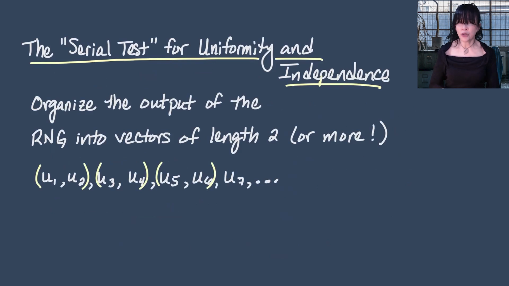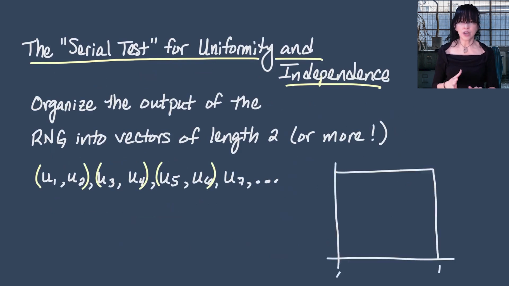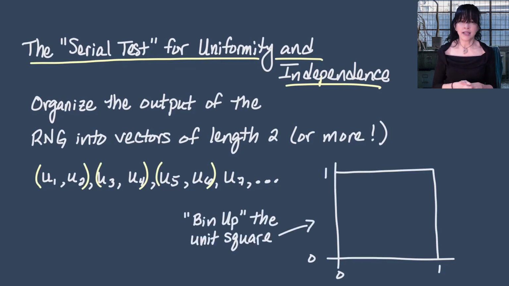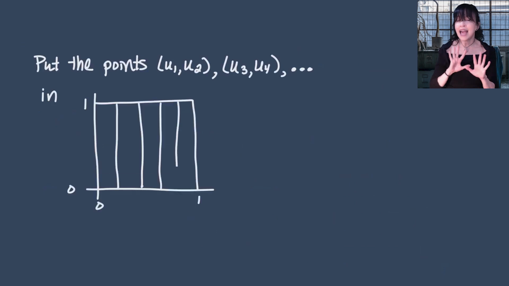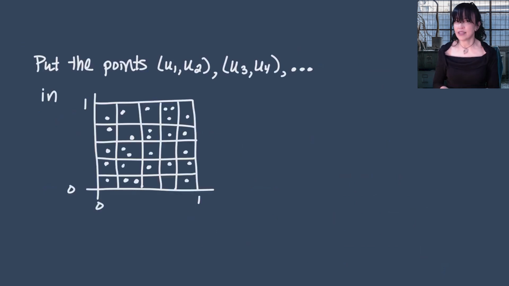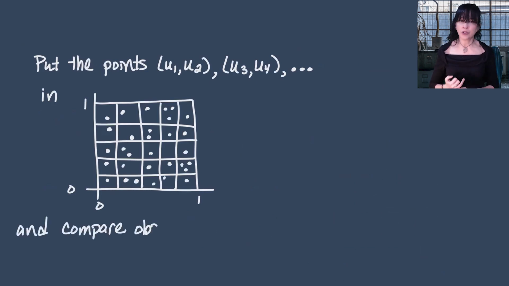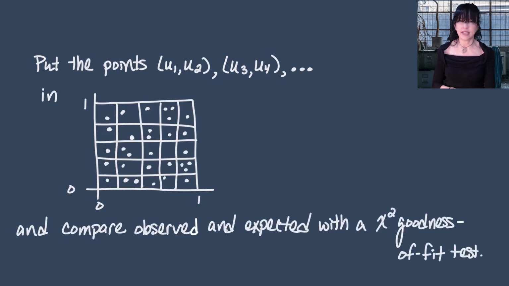And now I want to look at the unit square, and I want to bin this up, and I am just going to draw some lines here. These are supposed to represent equal area bins, although you can adapt this test to non-equal area bins. And if I were to plot these points, if everything was nice and uniform and independent, this is one of those tests that tests for both at once, then you expect a certain number of these points to fall in each bin. Now, once we know the expected number in each bin, we'll have the observed number in each bin. We can compare the observed and expected with a chi-squared goodness of fit test.